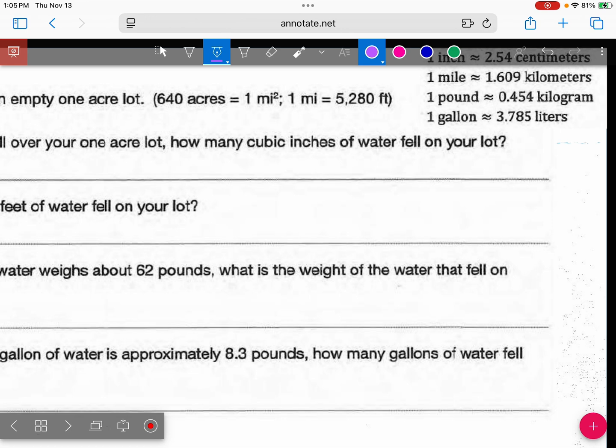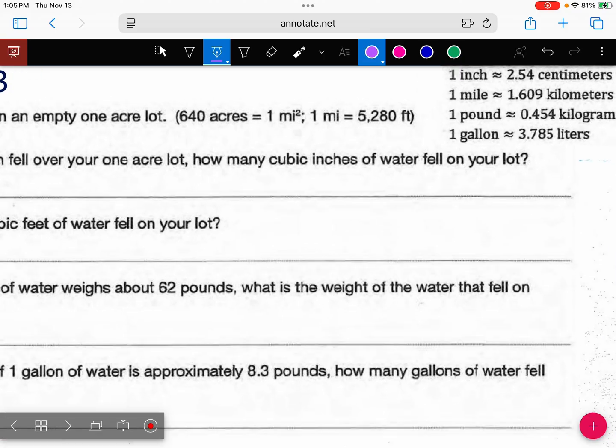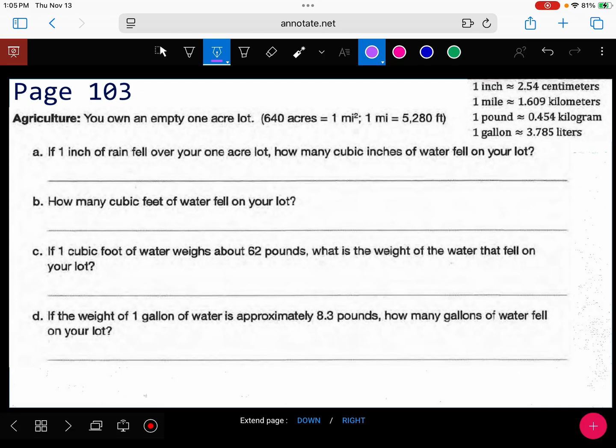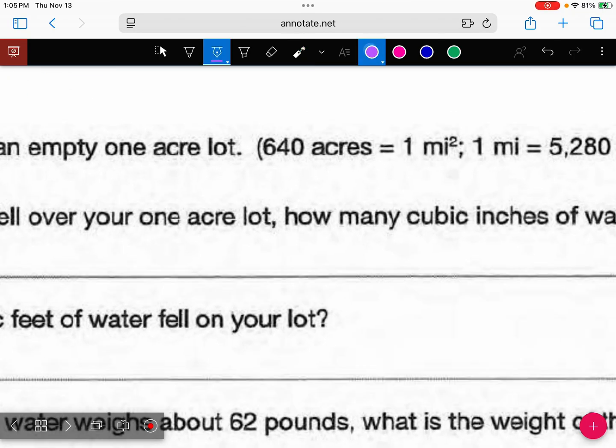One square mile is 640 acres. So it's giving us a lot of information here about this unit. You own an empty acre lot. What's that stand for? That's miles. 640 acres is 1 square mile. Meaning if I had 1 mile this way and 1 mile this way, that would be 640 acres.